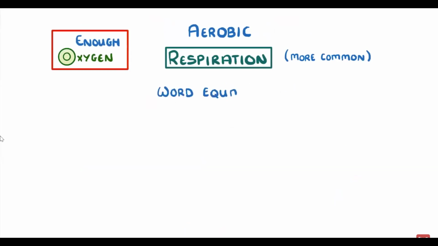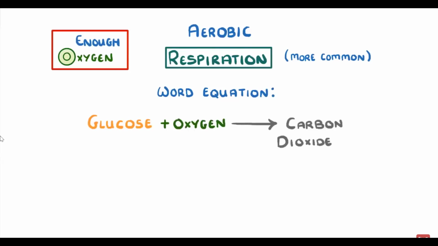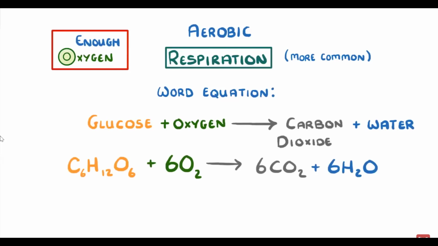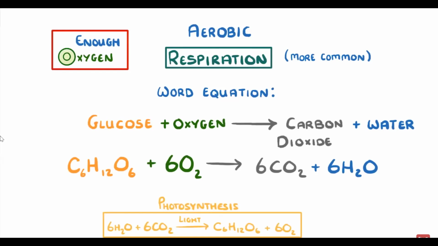The word equation for aerobic respiration is glucose plus oxygen, goes to form carbon dioxide plus water. It's also important to know the chemical symbols though. And notice that there's 6 of everything except glucose, because glucose is a much larger molecule. If you remember the equation for photosynthesis, you might notice that this equation is the exact opposite, because photosynthesis produces the glucose in the first place.